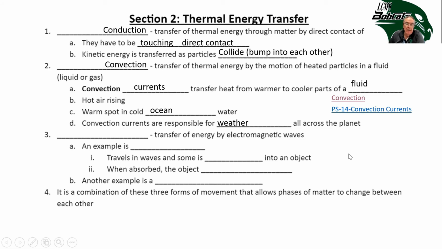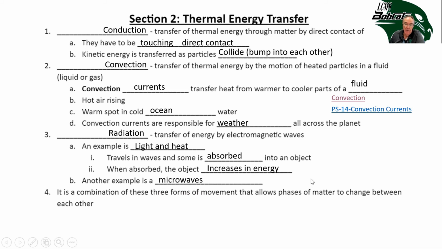The third transfer of heat is radiation. Radiation is transfer of heat by electromagnetic waves. Okay? Light and heat are both examples of radiant energy. Radiant energy really can be all the energy on the electromagnetic spectrum. Electromagnetic energy or radiant energy doesn't do anything until it hits something. So it travels in waves, and some is absorbed when it hits an object. When it's absorbed, the object increases in energy. Usually we see this as an increase in temperature.